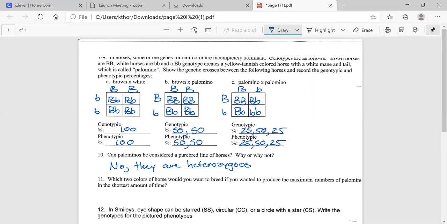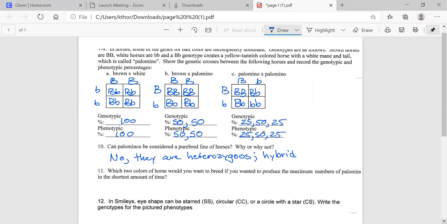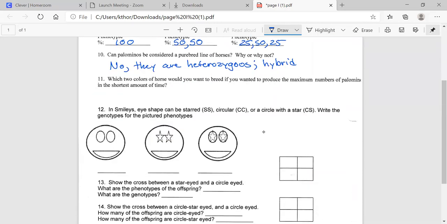Another name for heterozygous is a hybrid. They're not pure. Which two colors of horse would you want to breed if you wanted to produce the maximum number of palominos in the shortest amount of time? I would want to breed a brown with a white. That will give me 100% palomino.